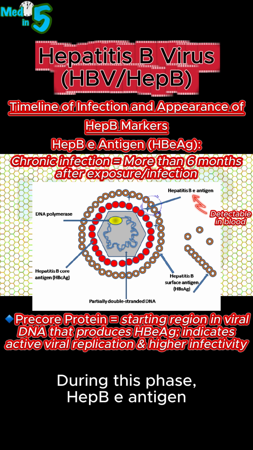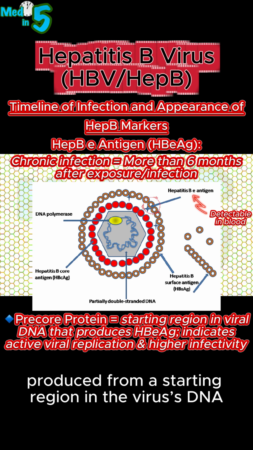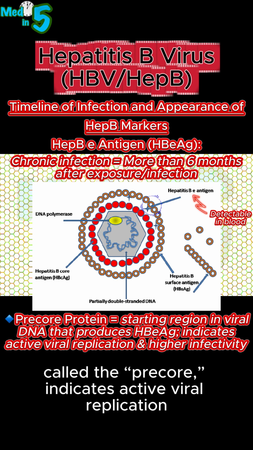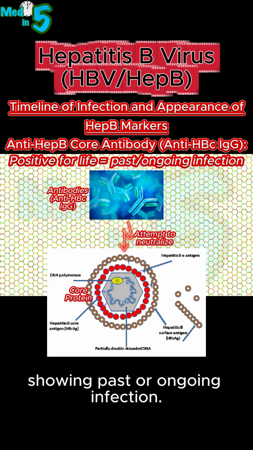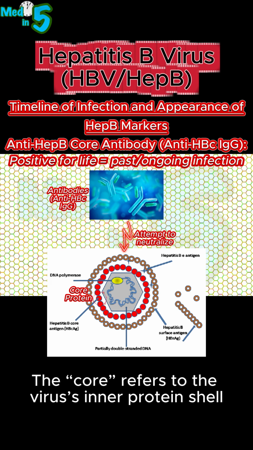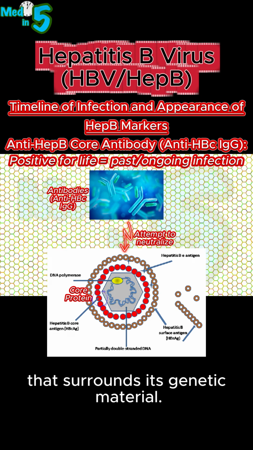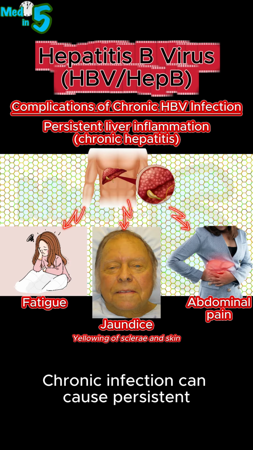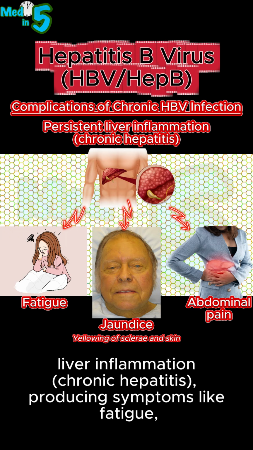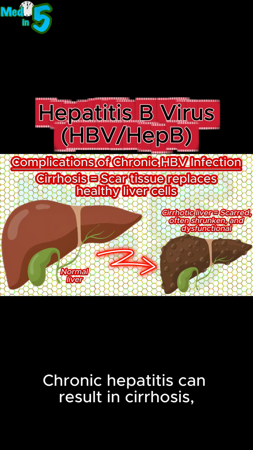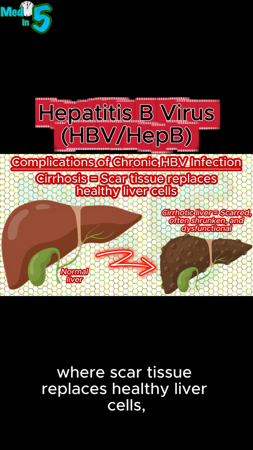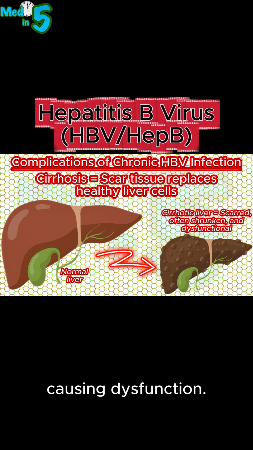During this phase, HepBe antigen, produced from a starting region in the virus's DNA called the precore, indicates active viral replication and higher infectivity. Anti-Hep B core IgG remains positive for life, showing past or ongoing infection. The core refers to the virus's inner protein shell that surrounds its genetic material. Chronic infection can cause persistent liver inflammation, producing symptoms like fatigue, jaundice, and abdominal pain. Chronic hepatitis can result in cirrhosis, where scar tissue replaces healthy liver cells, causing dysfunction.